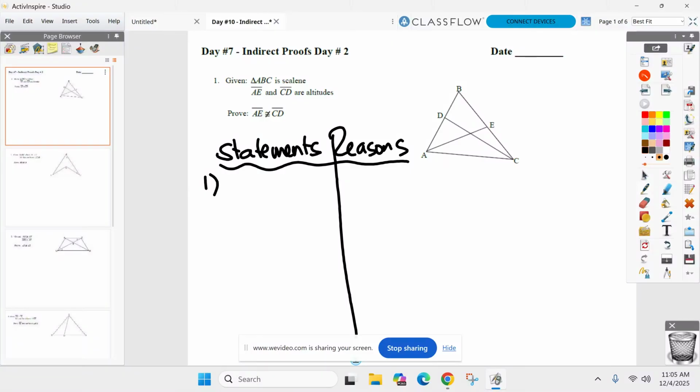All right, so we have all our givens, I'll write them in. Got to be a good role model, I guess. A couple vocab terms in the givens, huh? Scalene and altitude.